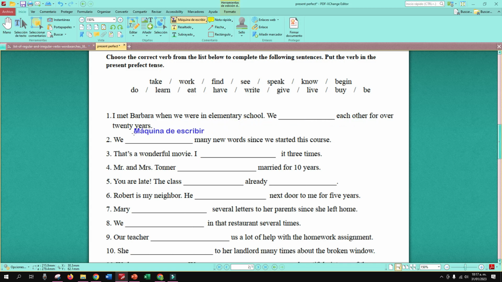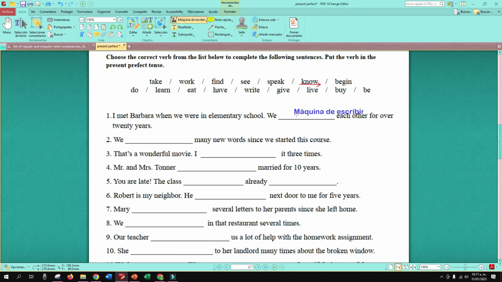Okay? For example, the first one. I met Barbara when we were in elementary school. We each other for over 20 years. Which could be that one there. For example, no, right? I cannot do that. I guess this one, no.